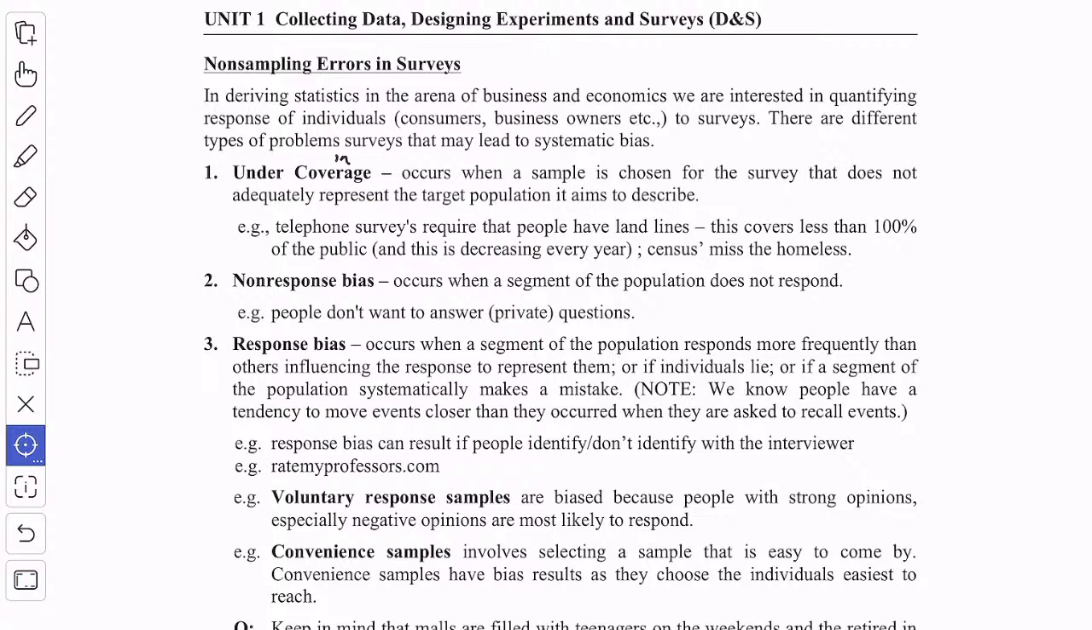So in the video that you saw, it talked about how census aiming to count everybody can actually miss the homeless, because the way that they're conducted, they're sent to homes. Well, the homeless don't have a place to receive mail, so they'll be missed in the survey unless different measures, different methodologies are used to gather information from them.